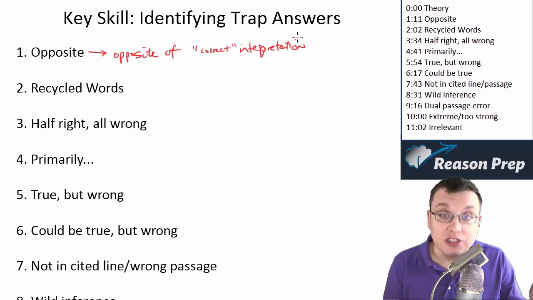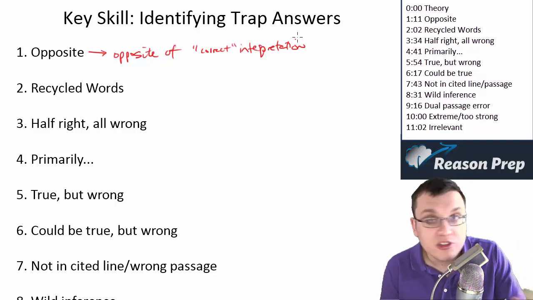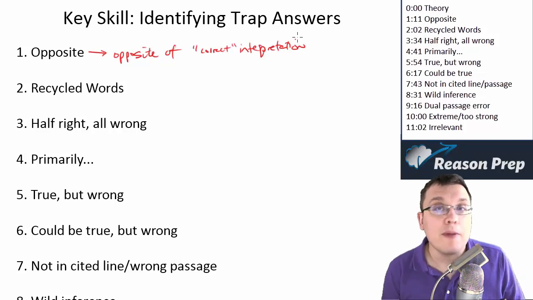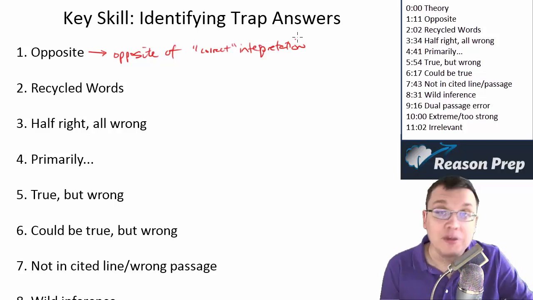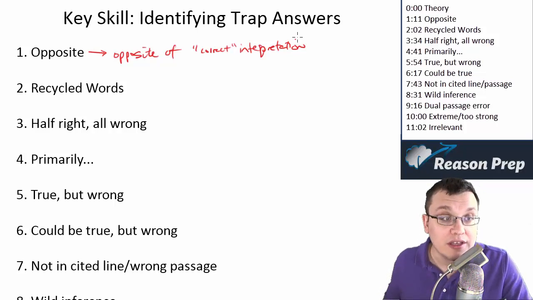So what they'll essentially do is literally take the opposite of what you read. And they do this because sometimes students will read the passage the other way, right? Get the opposite intended meaning of what the author's trying to say, and they'll be more attracted to one of these trap choices as a result.